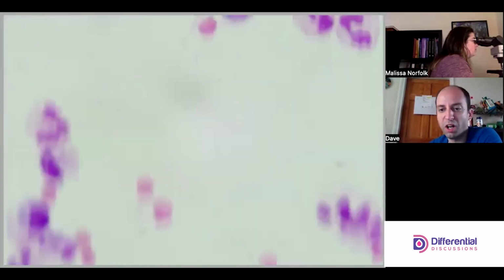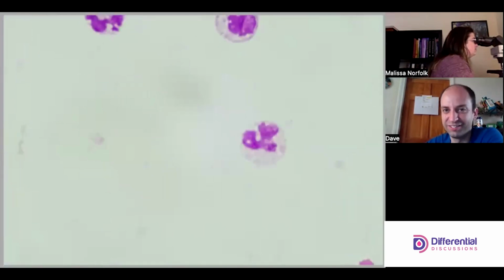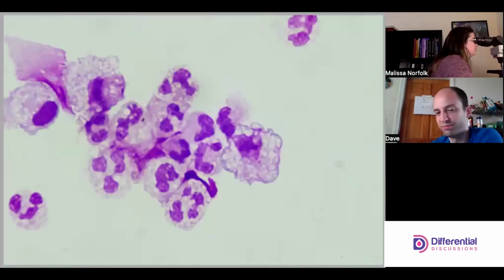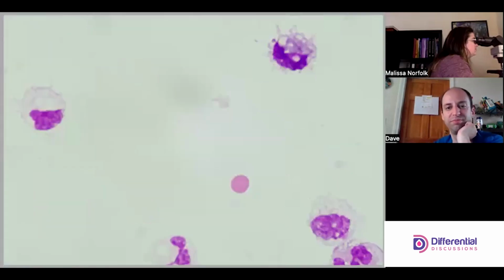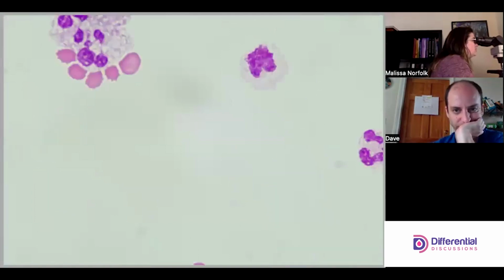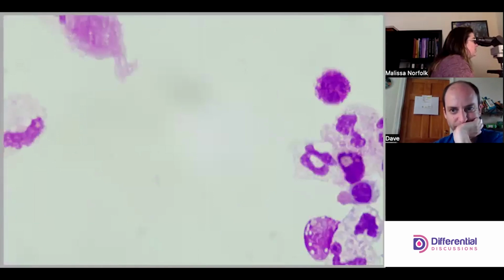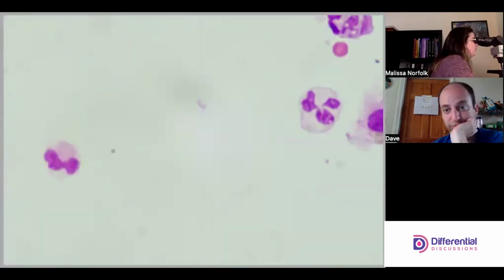I hope you all have beautiful morphology like this on every BAL you count, but most assuredly, this is not the norm. I was looking to see if there was any other bacteria or columnar epithelial cells or anything in here, but I'm not seeing any of it.